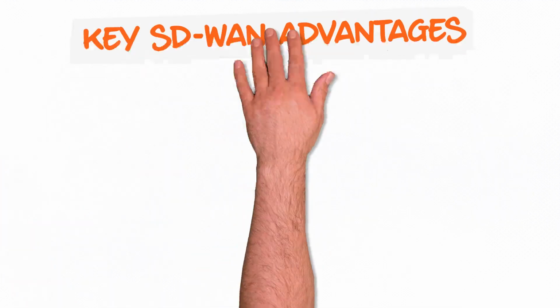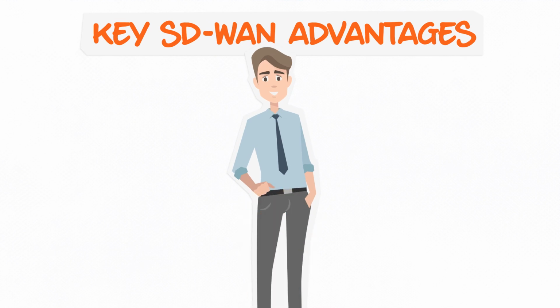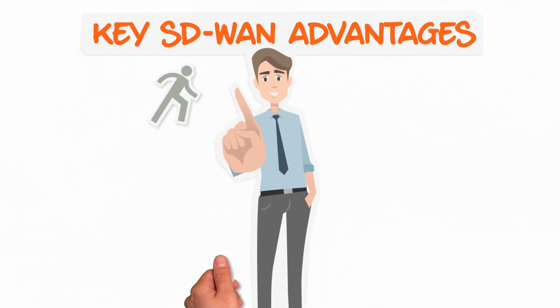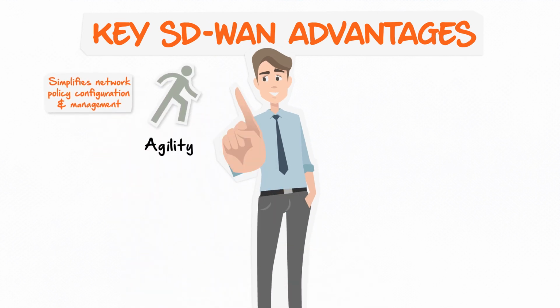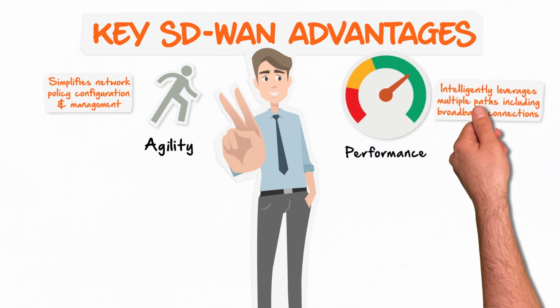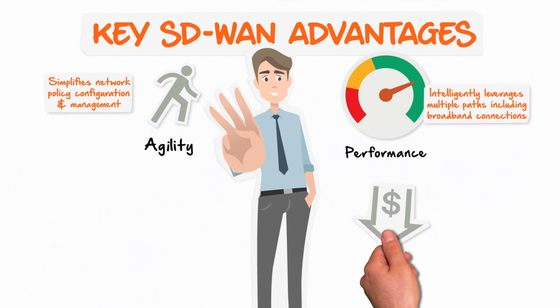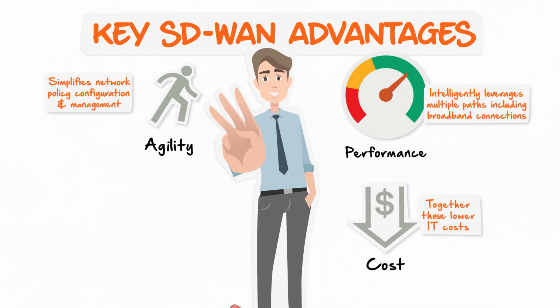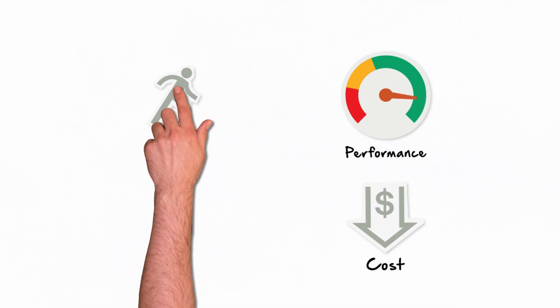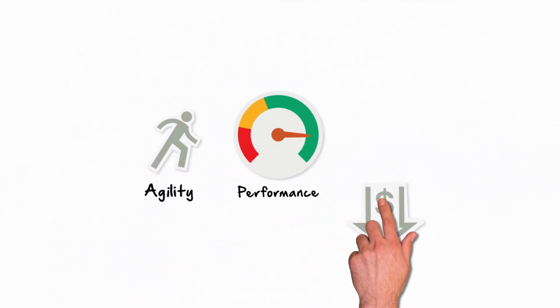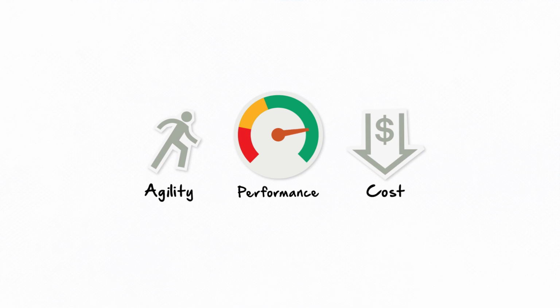Here are the 3 main points you should remember about SD-WAN. It increases agility by simplifying network policy configuration and management. It provides higher performance by intelligently leveraging multiple paths, including broadband connections. And together, these lower IT operational costs. Setting up and managing your WAN has never been better or easier, provided it's software defined.